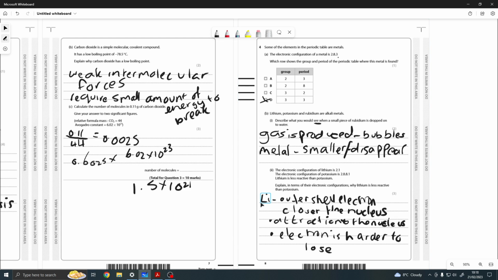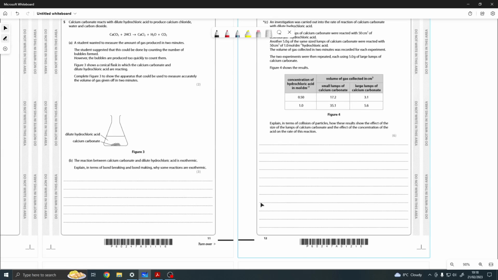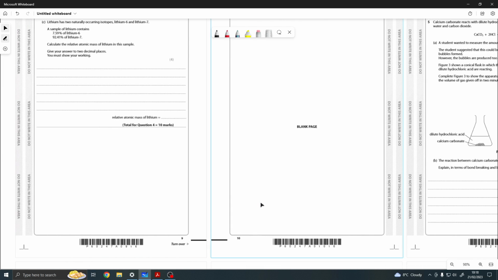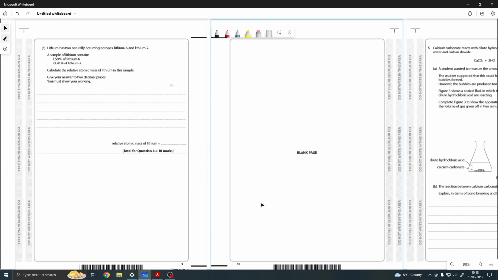Okay, brilliant. So there we are, second row of pages done. Let's cycle ourselves back over to see what joys we've got coming to us next. So it says lithium has 2 naturally occurring isotopes, lithium-6 and lithium-7. A sample of lithium contains those amounts of lithium-6 and lithium-7. I breeze over those, but we're going to need them later. Okay, calculate the relative atomic mass of lithium in this sample.